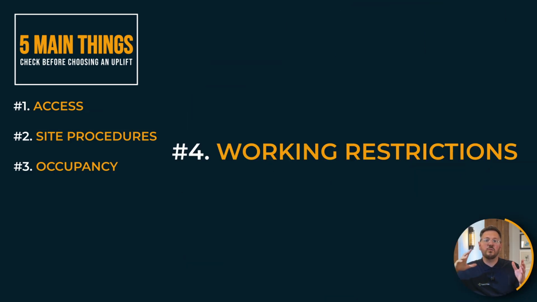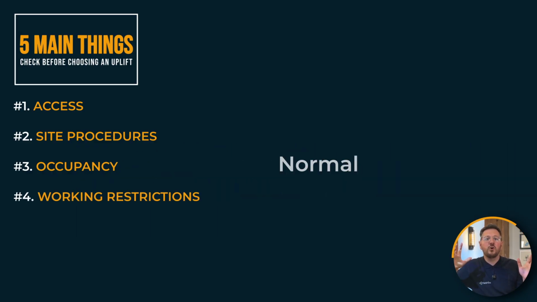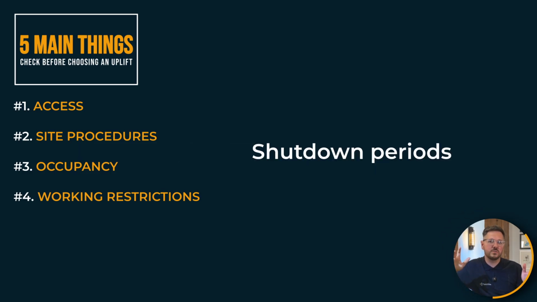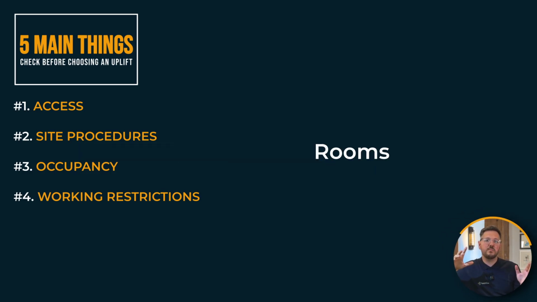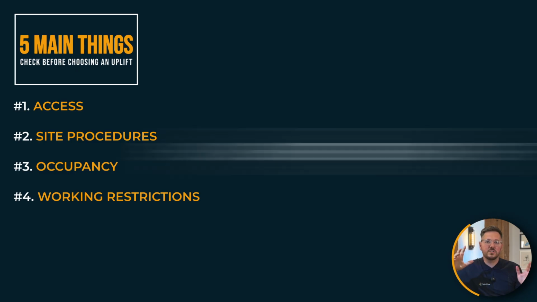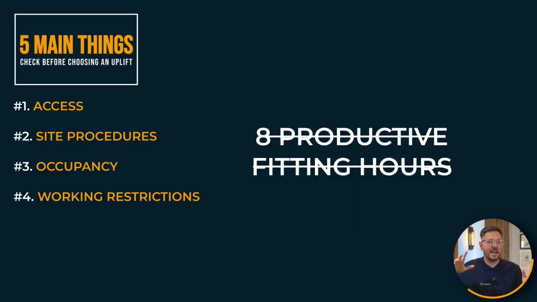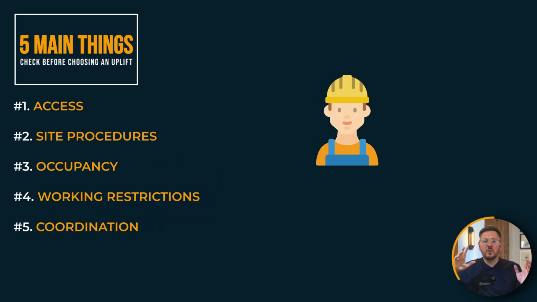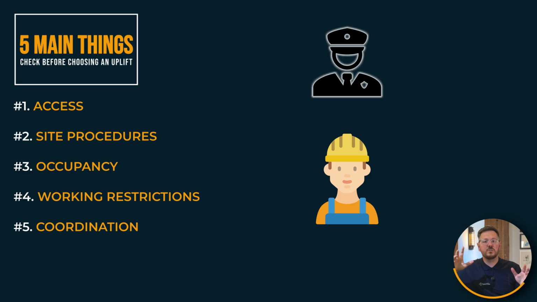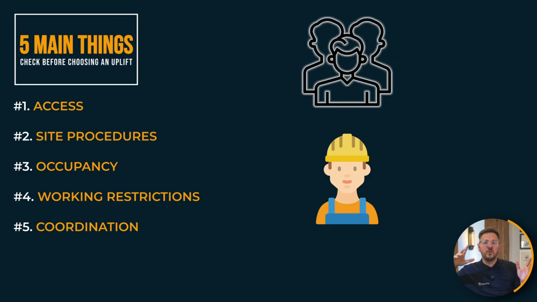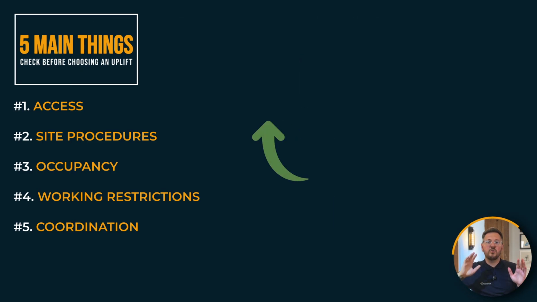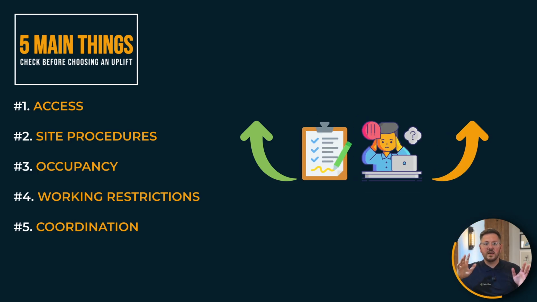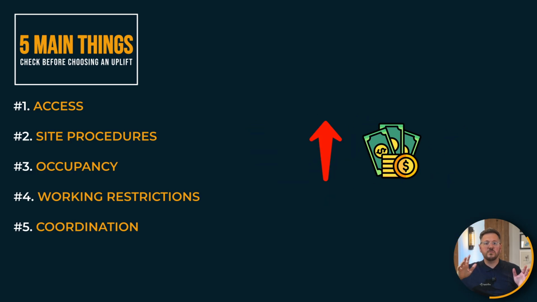The fourth is working restrictions. Can you work a normal continuous shift, or do you have limited access windows, night shifts, shutdown periods, or rooms that are only available at certain times? An 8-hour shift does not automatically give you 8 productive fitting hours. The fifth is coordination. Can you get on with the work independently, or are you relying on site management, security, other trades, or the customer before part of the job can continue? The more of those conditions you have, and the more severe they are, the further up the uplift range you move. There is no single percentage that works for every trade business.